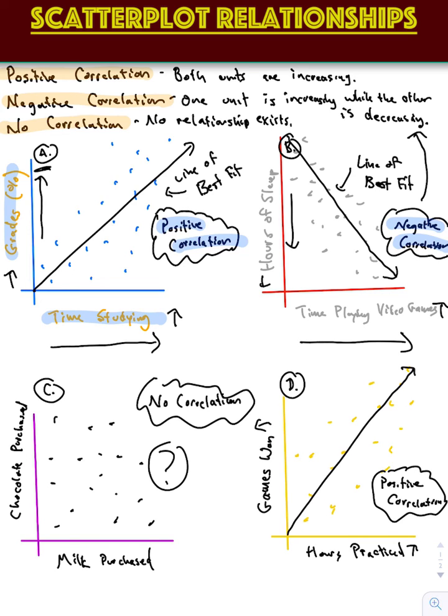Obviously, the opposite would also be true. If the amount of practice decreases, the amount of games won decreases. So that's how a line of best fit operates. Again, it doesn't need to be a perfect match, but it's just our best estimate.